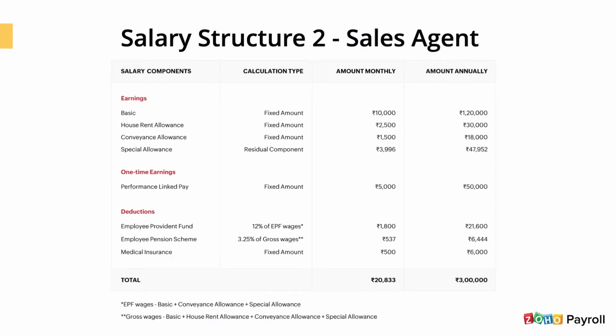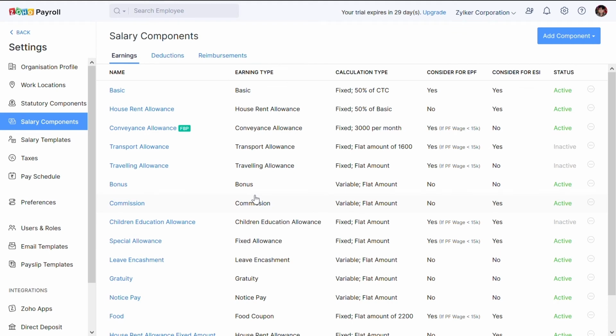Let's quickly move to see the salary structure of a sales agent of Zilker Corporation. In this salary structure, there are earnings, variable pay, pre-tax deductions, along with EPF and ESI contributions. Let's start with earnings. Basic has a fixed value of rupees 10,000 rather than a percentage. So in the salary components page, a duplicate basic can be created in addition to the existing basic.